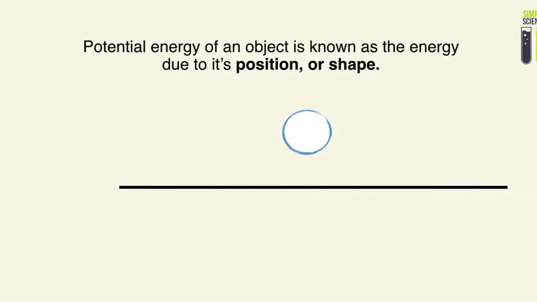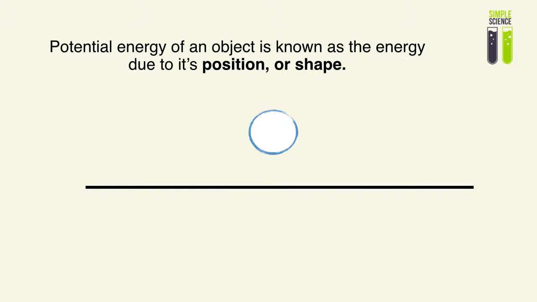So let's look at potential energy in general. Potential energy of an object is known as the energy due to its position or shape. Position being a position in a field or position compared to another object, or its shape. For example, elastic potential energy, that is based on the shape of the solid that we are going to stretch or compress, which I'm going to talk about in another video.